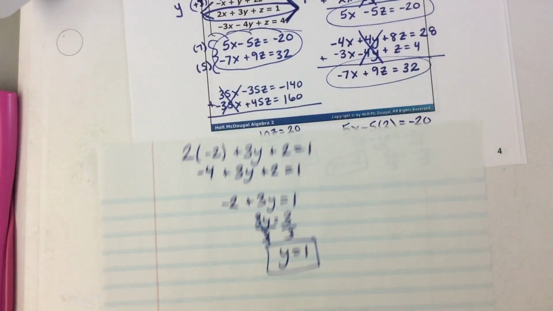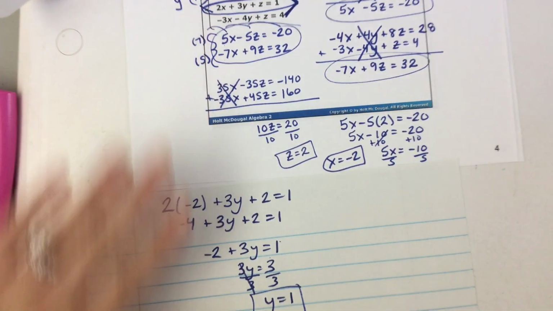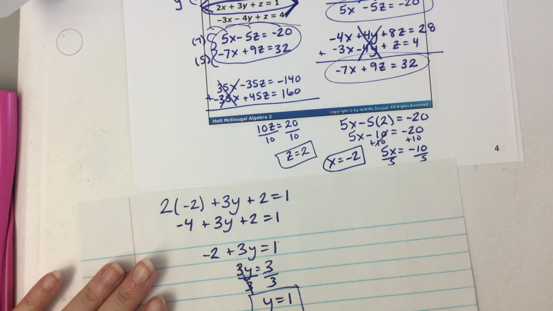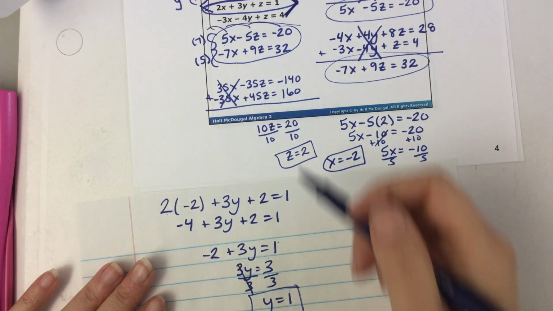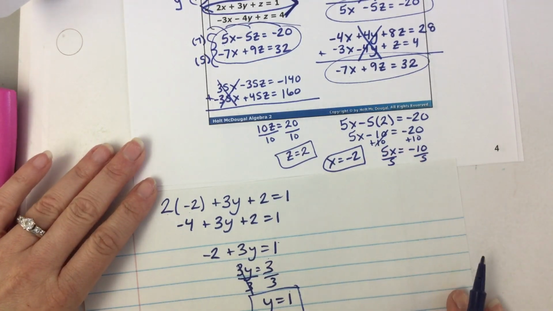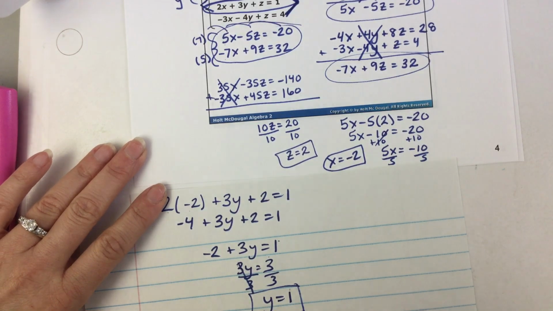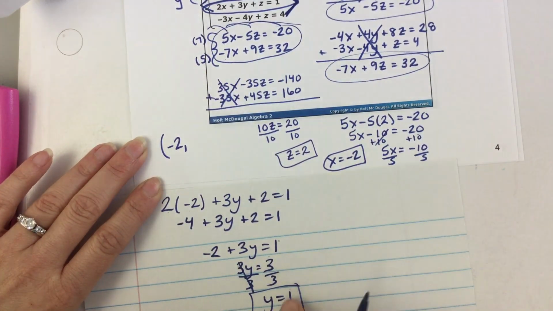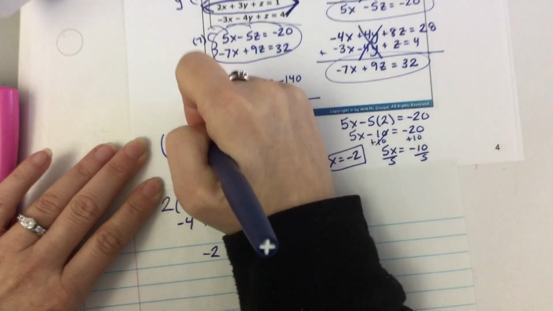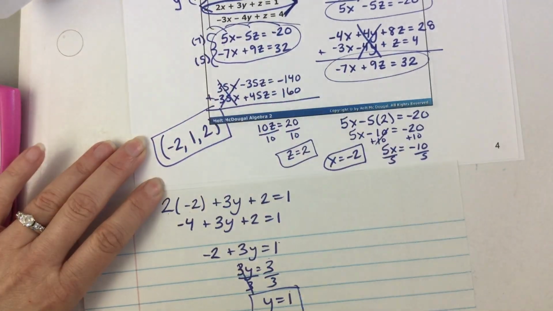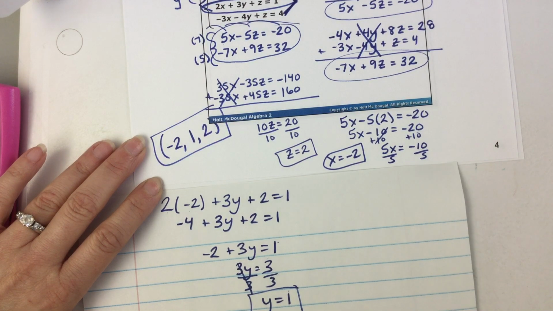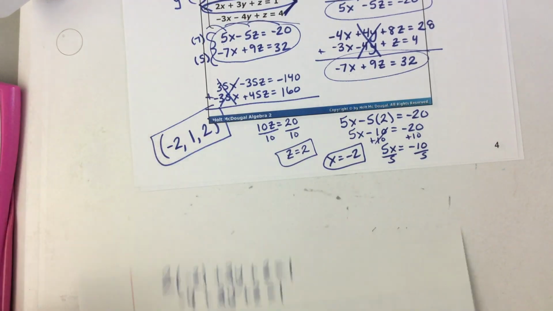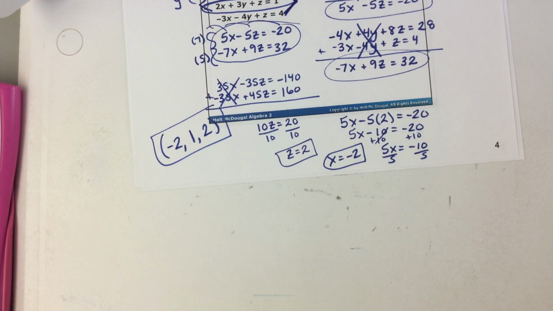Your final solution, once you know all 3 variables, you have to write it as an ordered triple, because what these numbers represent is the location in coordinate space where all of those planes meet. So you would go backwards 2, you would go to the right 1, and you'd go up 2. That's the exact point where all of those planes would meet. So your solution is (-2, 1, 2).